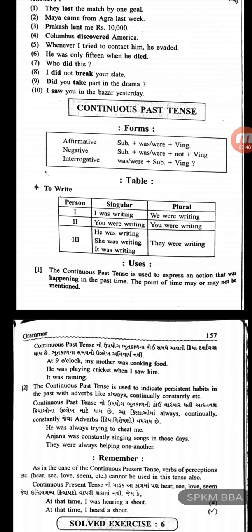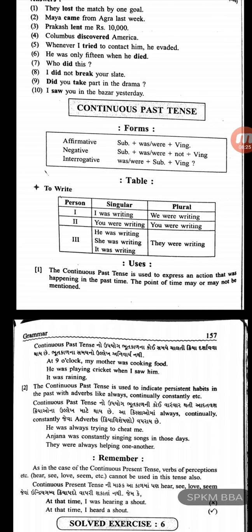Continuous past tense. What are the forms for continuous past tense? Affirmative sentences: subject plus was or were plus verb ing. For negative sentences: subject plus was or were plus not plus verb ing. Interrogative: was or were plus subject plus verb ing, question mark.